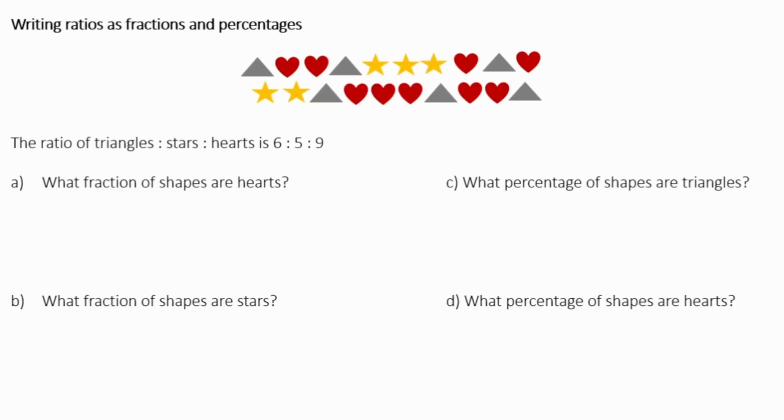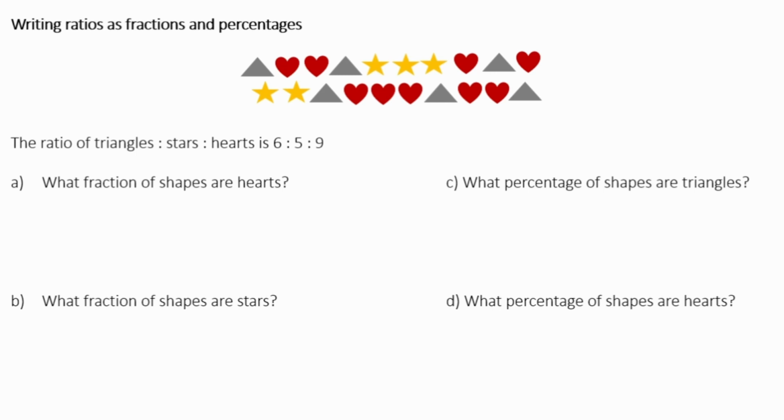Here we're going to be looking at how to write ratios as fractions and percentages. The ratio of triangles to stars to hearts is 6 to 5 to 9. Part A, what fraction of shapes are hearts?